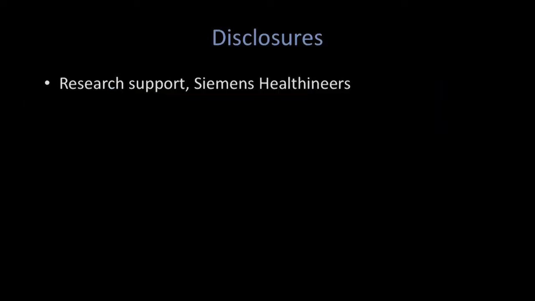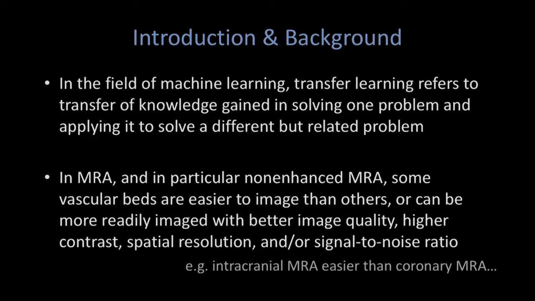These are my disclosures. So in the field of machine learning, which we've heard about throughout the day, there's a certain type of machine learning called transfer learning that refers to the transfer of knowledge gained in solving one problem and applying it to solve a different but related problem.